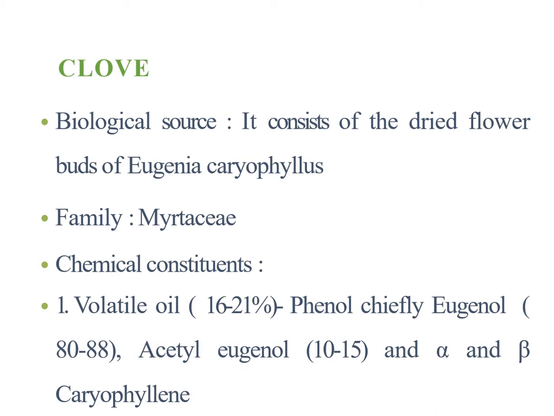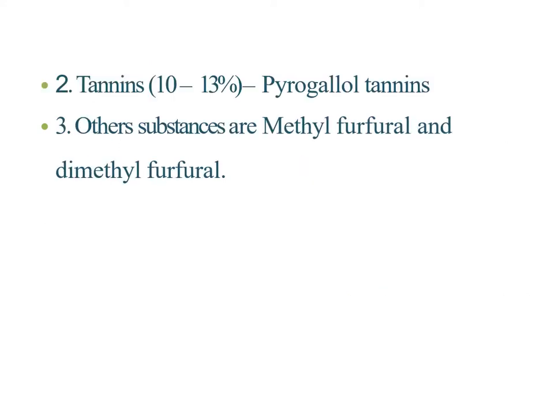Chemical constituents: volatile oil 16 to 21%, phenol chiefly eugenol 80 to 88%, acetyl eugenol 10 to 15%, and alpha and beta caryophyllene. It also contains tannin 10 to 13%, pyrogallol tannins, these are phenolic compounds, and other substances are methyl furfural and dimethyl furfural. These are the aldehydic volatiles.